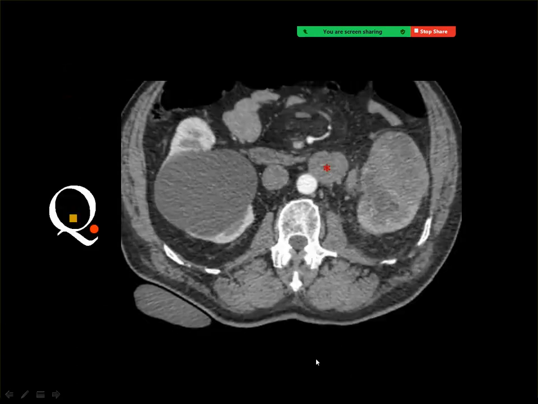The next case is a post-contrast CT scan of the abdomen in the region of the kidneys.